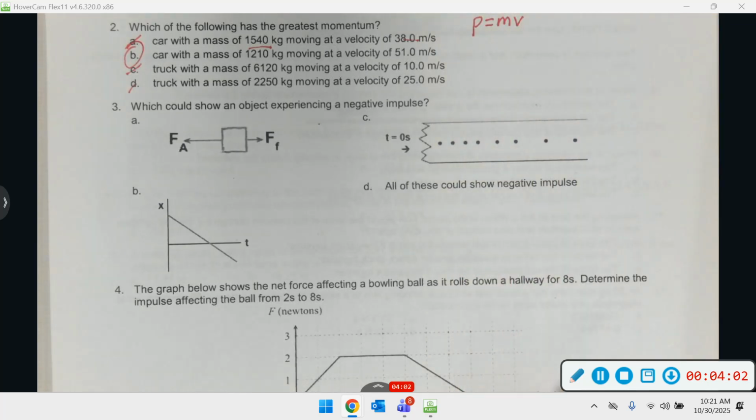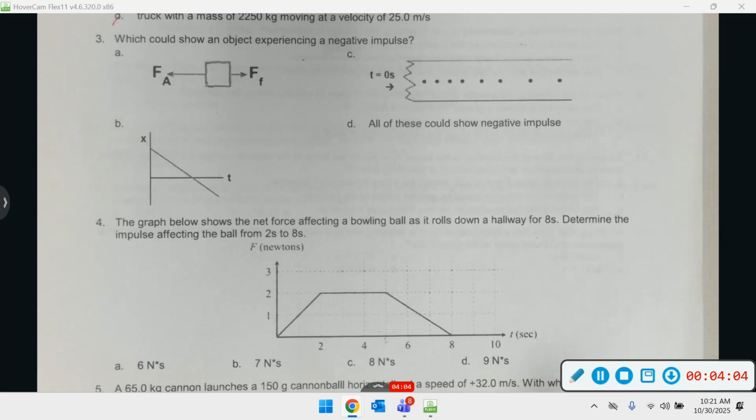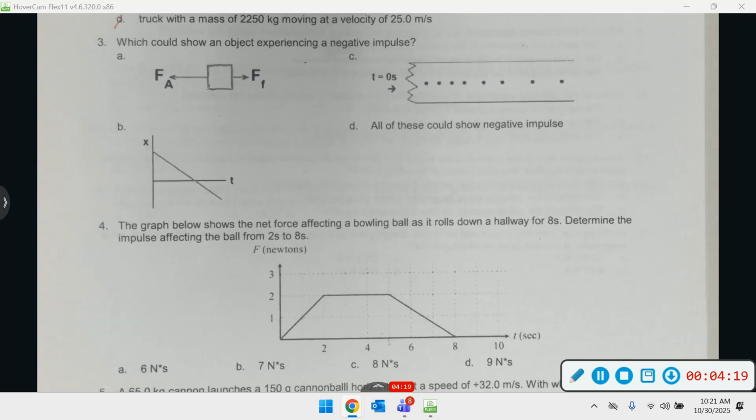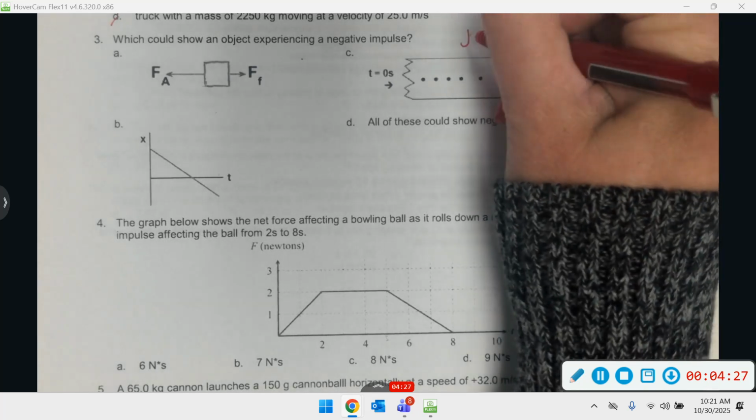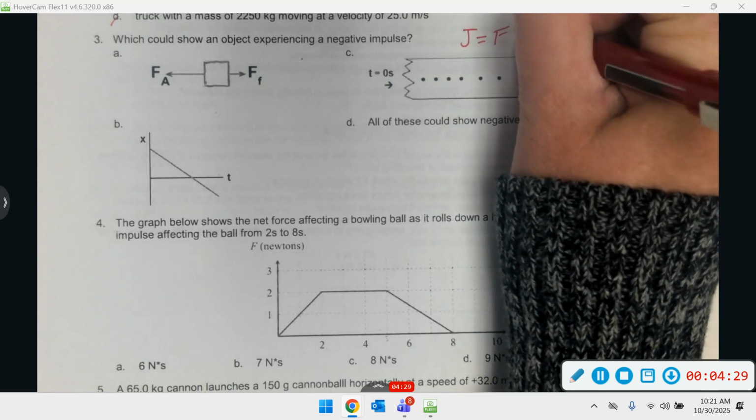All right, number 3. Number 3 was one that you guys struggled with. This may be the most missed question. It is. Only 40% of you got it right, which means more than half of you missed it. Campus-wide, that's not just your class data, that's the whole campus. It says, which could show an object experiencing a negative impulse. So, just as a reminder, impulse is force times time.